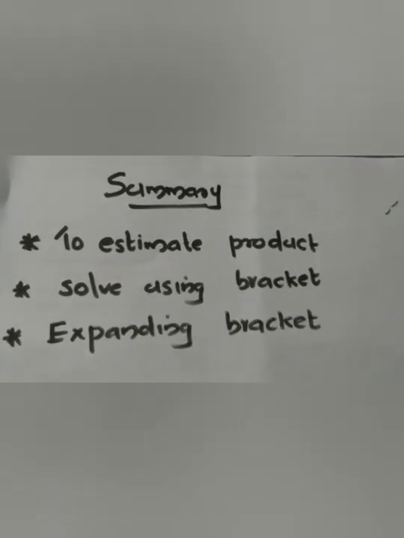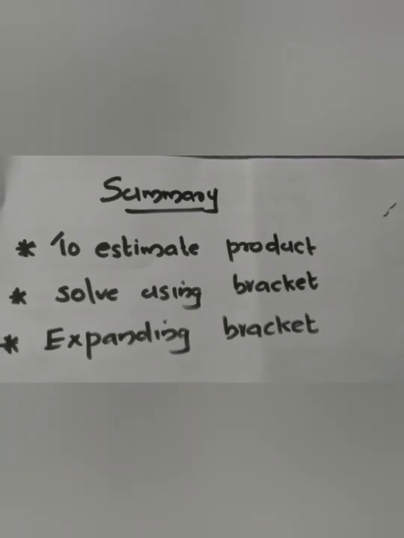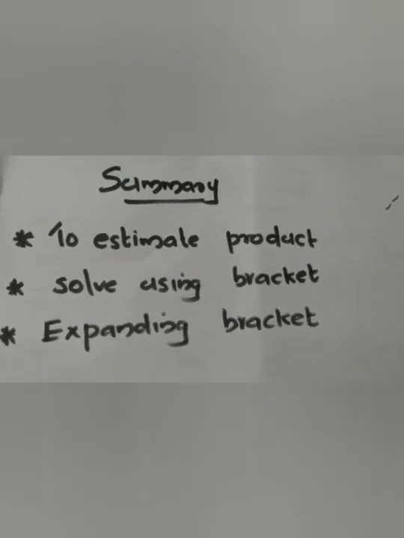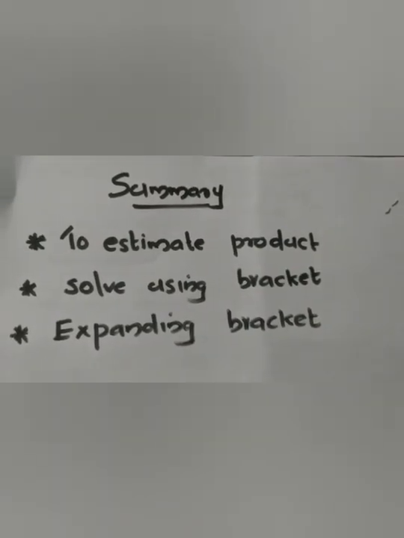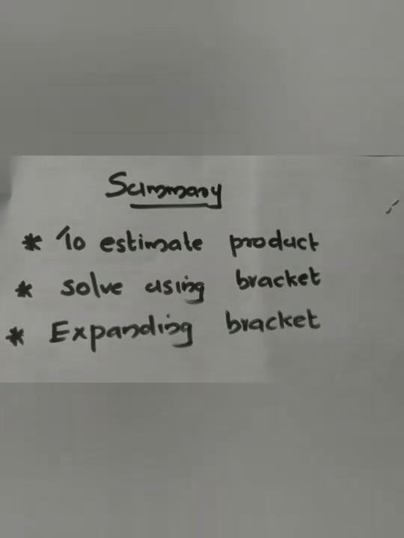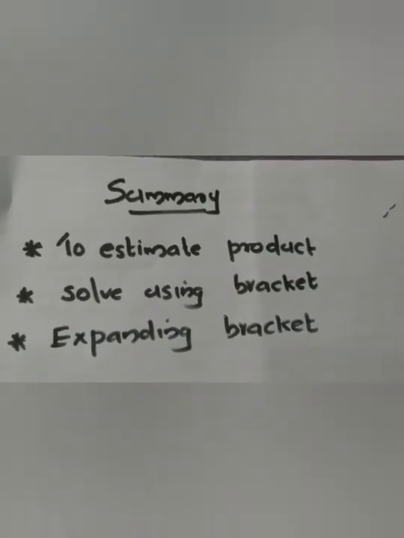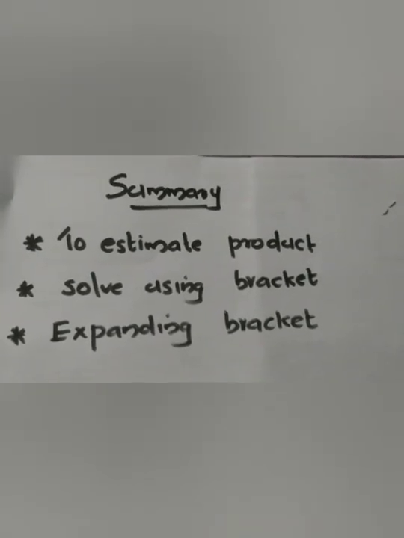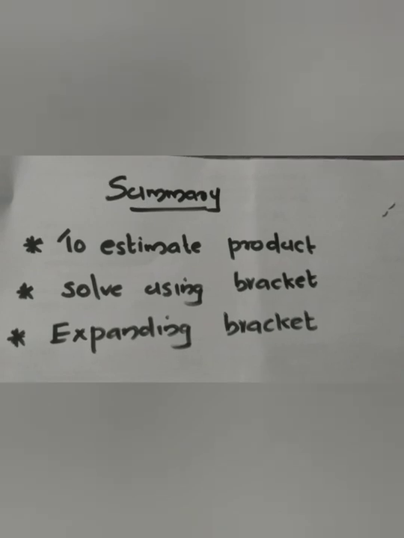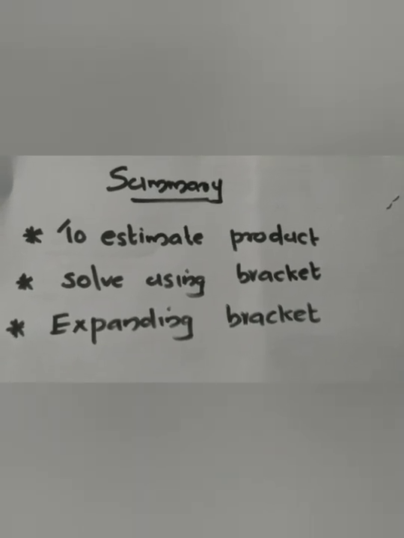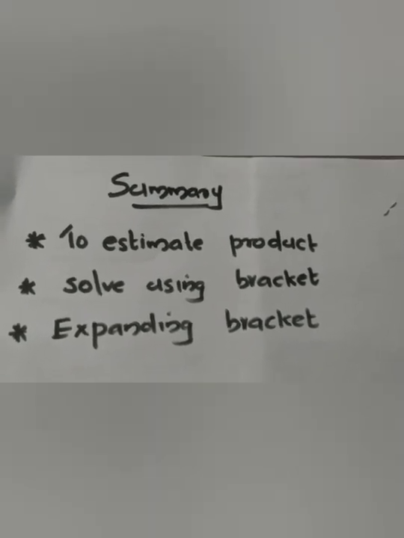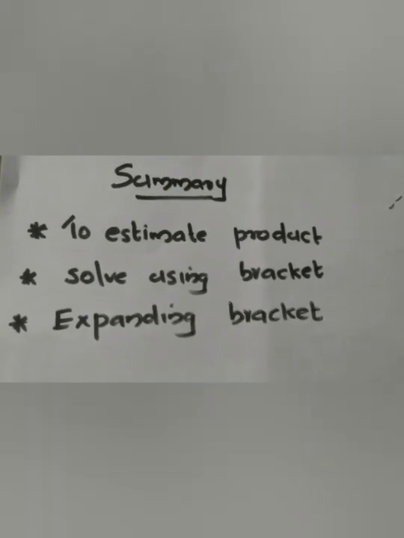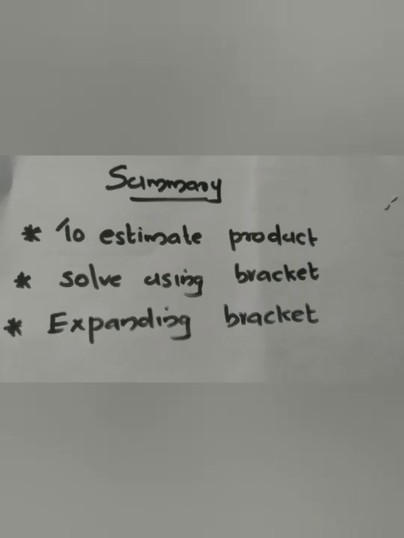So today we discussed how to estimate the product. How are we estimating the product? By rounding off the given numbers to their highest place values. Then we solved questions involving brackets. How are we solving? We first solve whatever is given in the bracket, then the rest of the operation. Next, we discussed expanding brackets. In order to make our multiplication easy, we split or write the numbers in their expanded form using brackets.